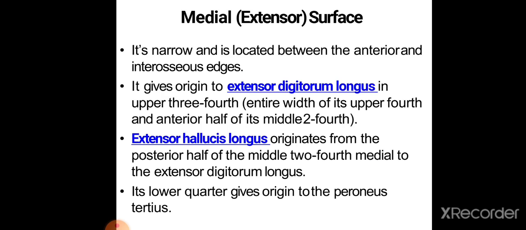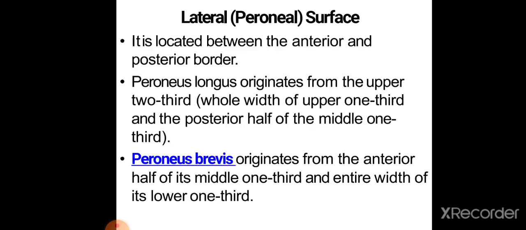Now the medial surface, also known as the extensor surface, is narrow and located between the anterior and the interosseous border. It gives origin to extensor digitorum longus in the upper 3/4 part, and extensor hallucis longus in the posterior half of the middle 2/4 and medial to the extensor digitorum longus. In the lower quarter, it gives origin to the peroneus tertius.